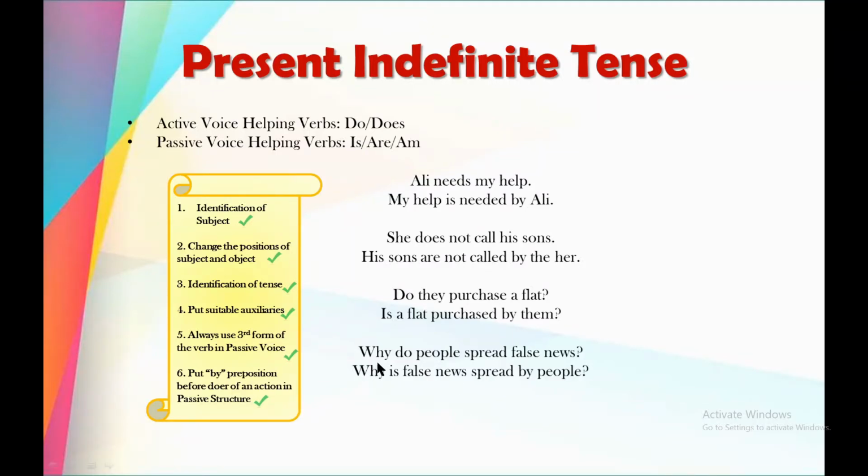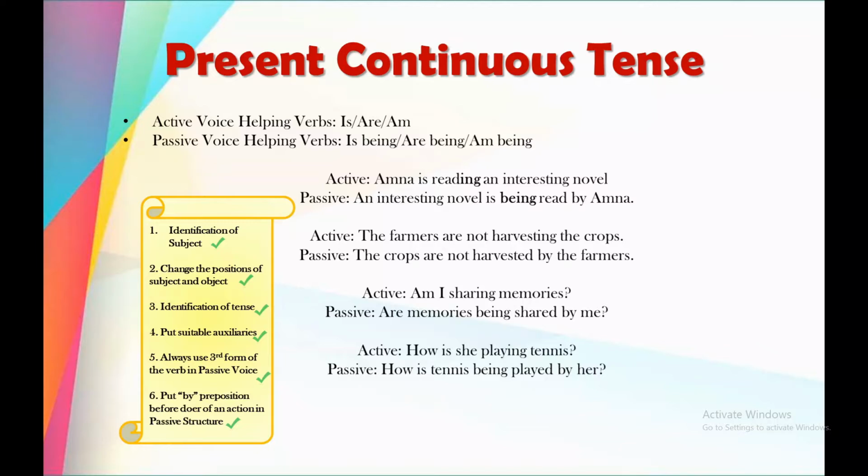So now what we need to do with this why and do. Why would remain the same in passive structure, and instead of do we have to use is, am, are. So we have used is because of a single subject. So this is all about present indefinite tense. My dear students, in present continuous tense, as you all know, we have is, are, am as our helping verb plus ing form. For example, Amina is reading an interesting novel. So this is our active structure of present continuous tense.